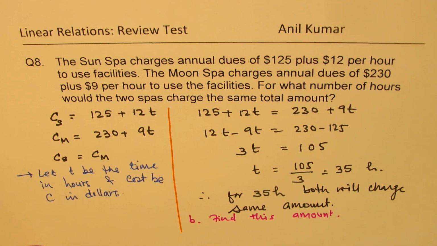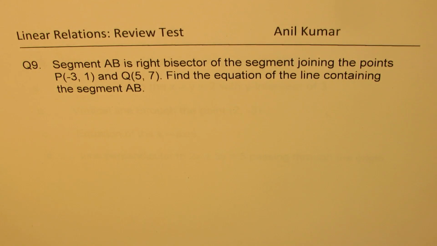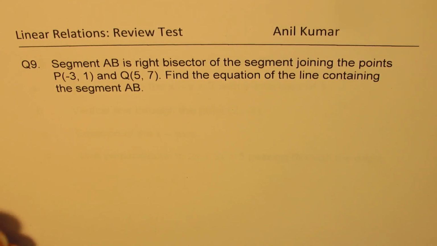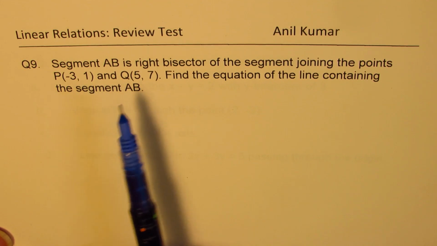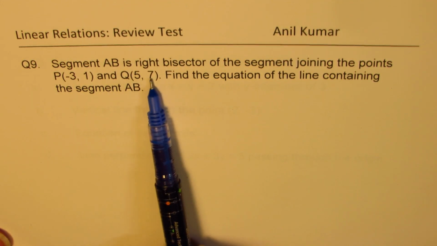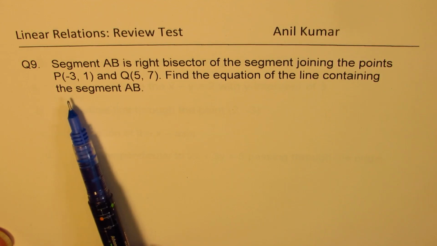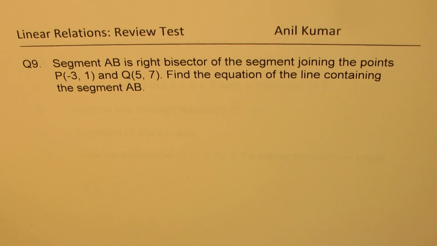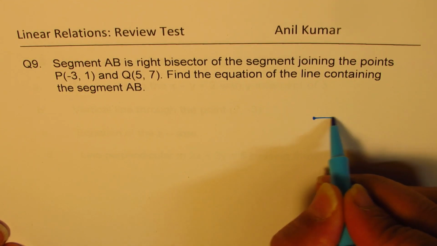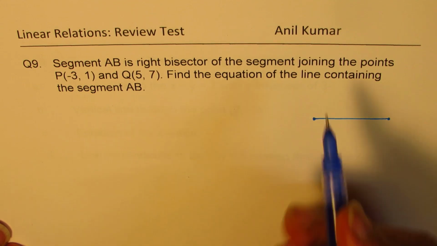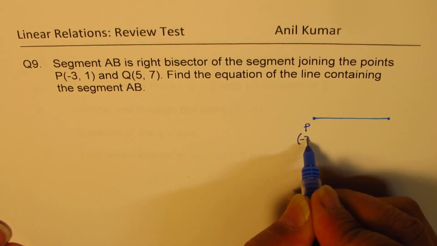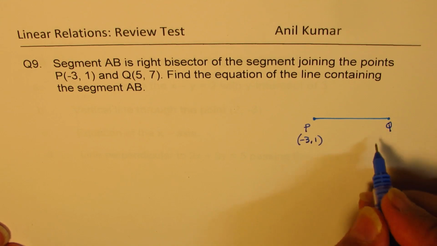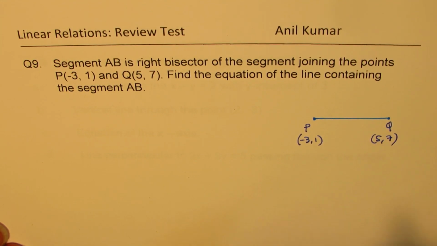Okay, so let's see the next example, which is question number 9. Segment AB is the right bisector of the segment joining the points P, minus 3, 1 and Q, which is 5, 7. Find the equation of the line containing segment AB. This is a very good question. We are given 2 points P and Q. I'm just drawing like this, where point P is given to us as minus 3, 1 and point Q as 5, 7.